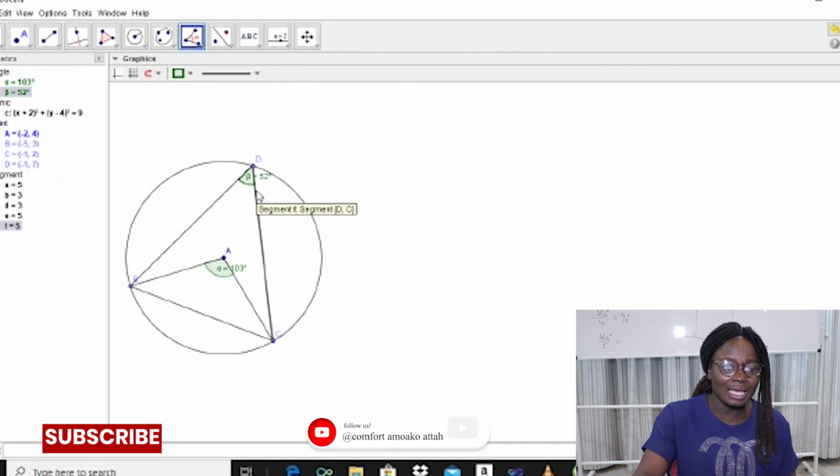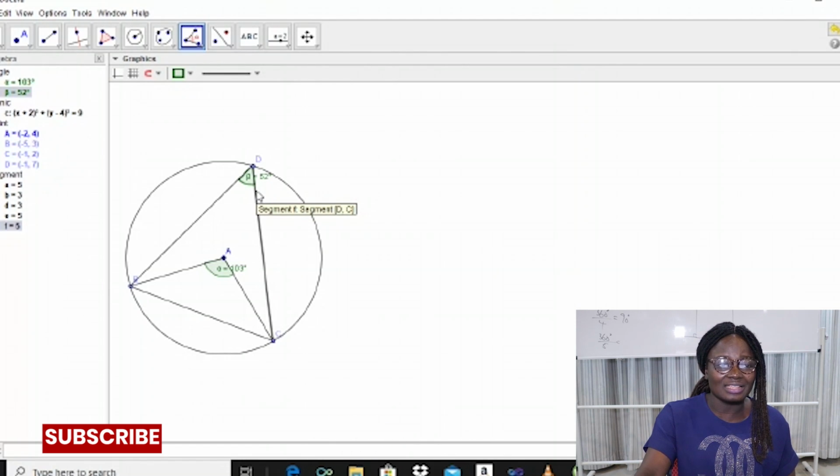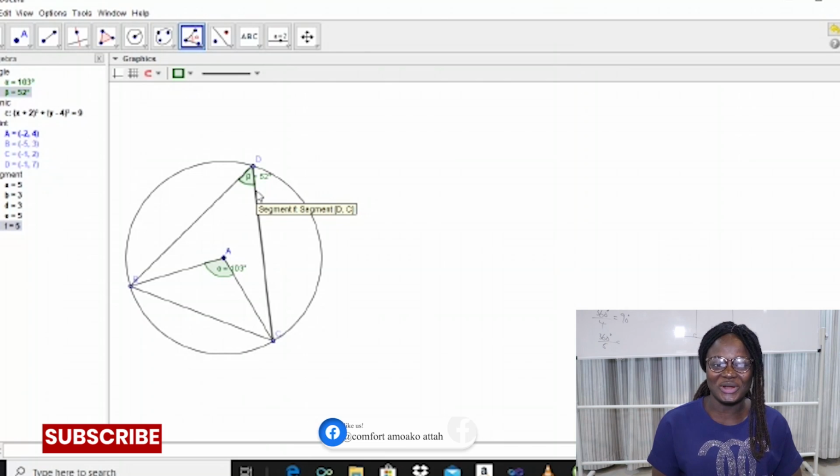So mathematically, you can see that the angle a chord subtends at the center of a circle is twice the angle it subtends at the circumference of the circle, because this is twice of this. That is our first theorem.